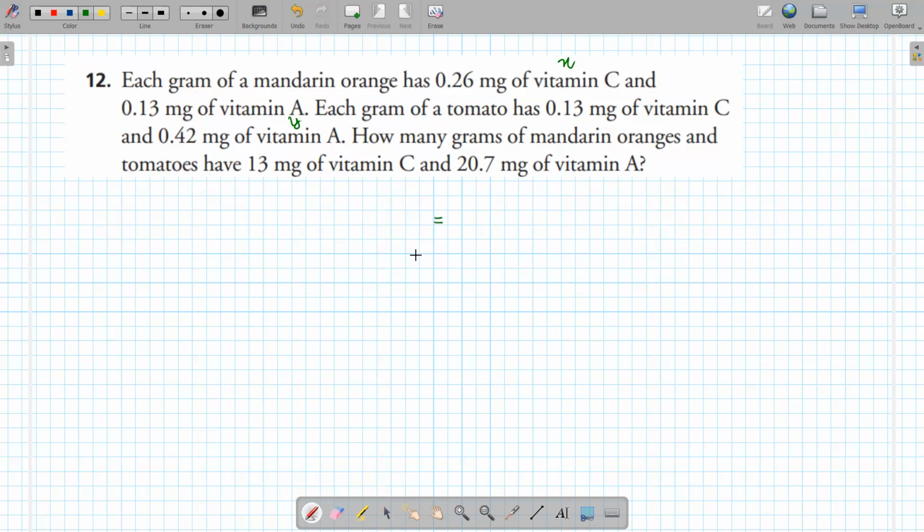What would be the first equation? Or you can do whatever you think is best. You don't have to. There are multiple ways to do this because you have four different things going on here. You can either let A and C be X and Y, or you can let oranges and tomatoes be X and Y. What would be the equation for vitamin A?